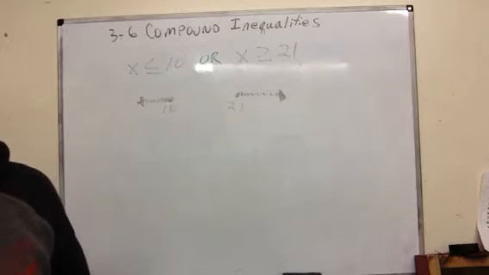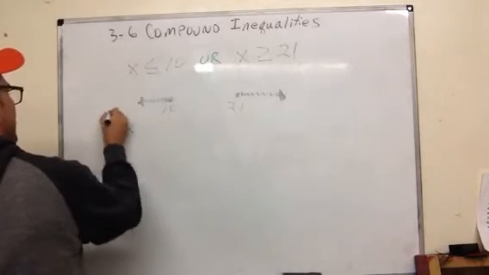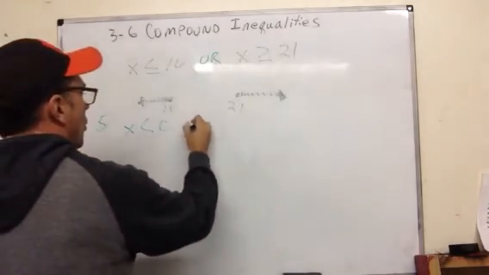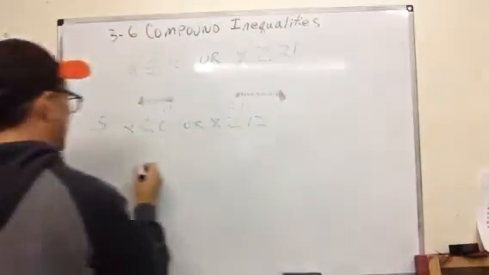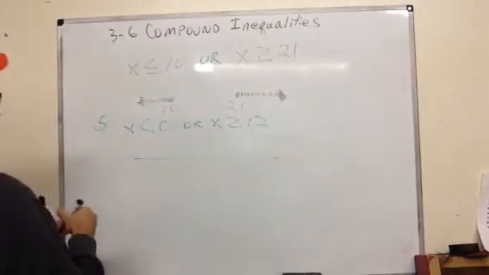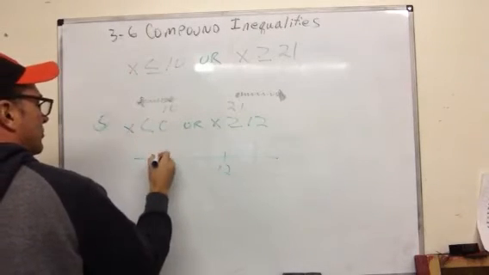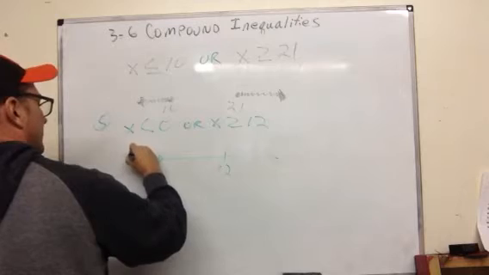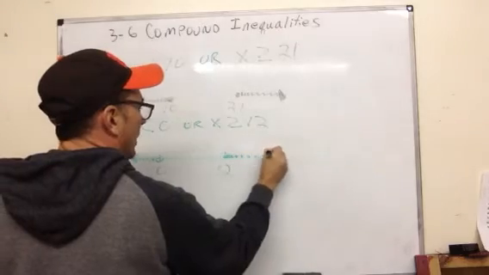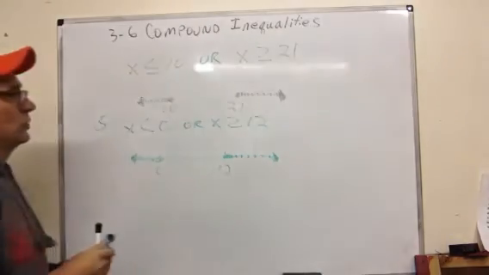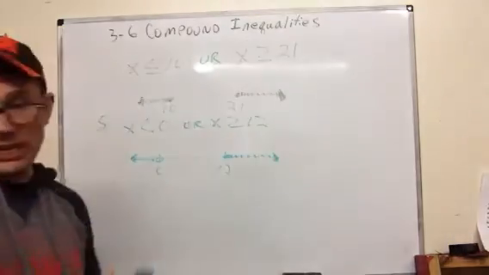So if we're looking at some of these, and I'm not going to do all of them, let's look at number 5. It says x is less than 0, or x is greater than or equal to 12. X less than, we have 0 and 12. Less than means just an open circle. We shade to the left. Greater than or equal to 12 goes to the right. So if it's an OR problem, it's going left and right. It's not shading in the middle.